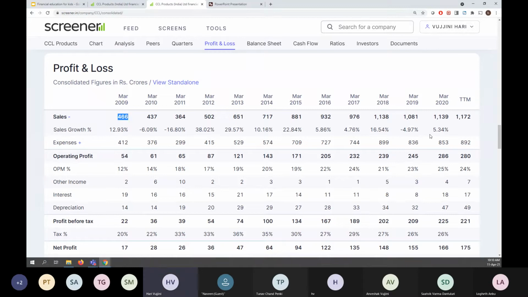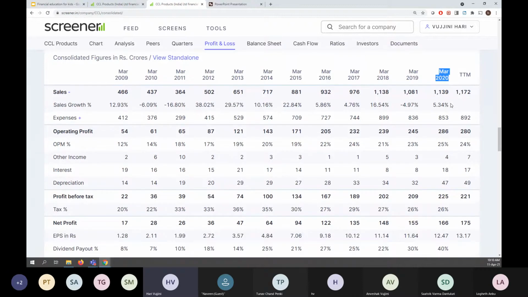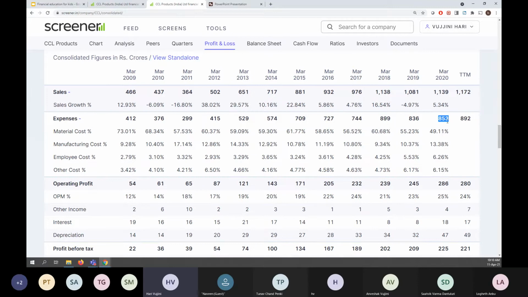So let's look at one specific year so you get the understanding. Let's only focus on one year, 2020. For 2020, they made sales of 1139 million, and then they have expenses of 853. So let's see what the expenses are. Out of this 853, 49% of it went for the material costs.